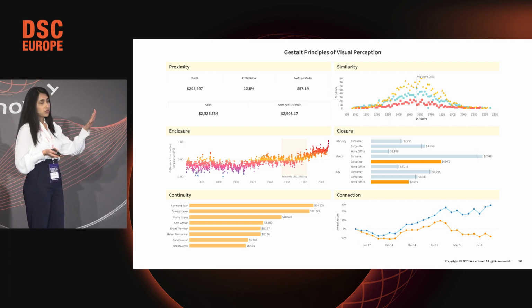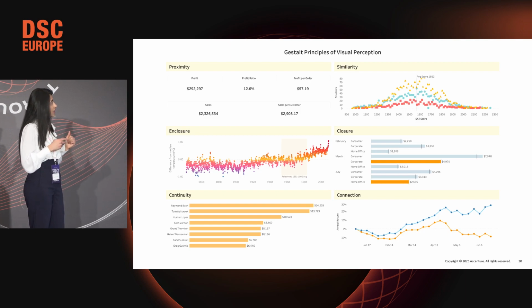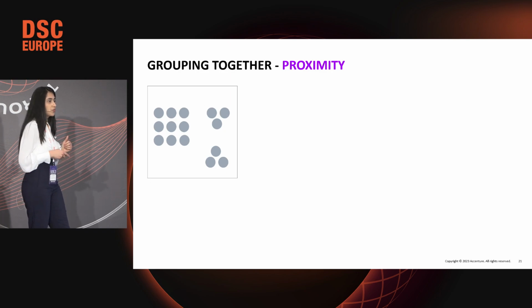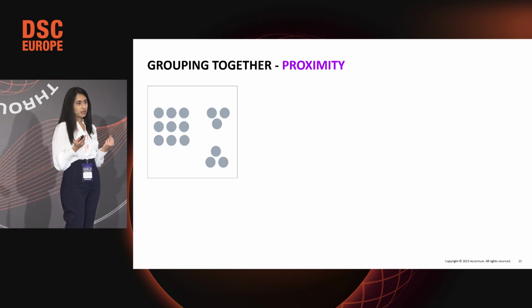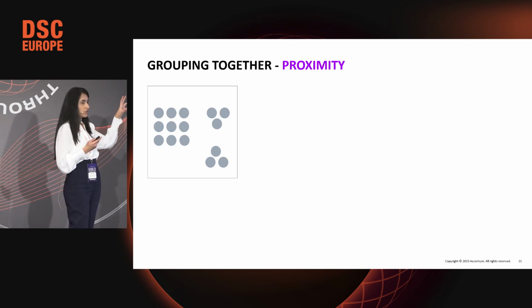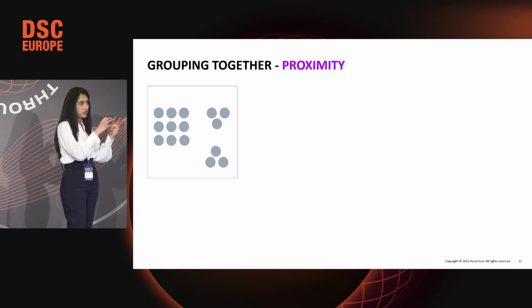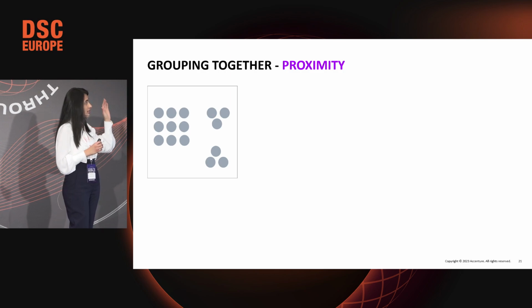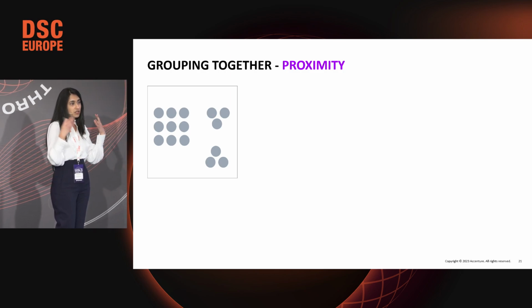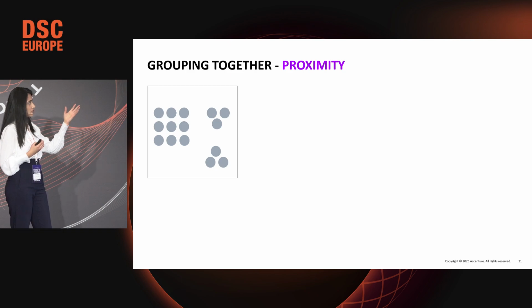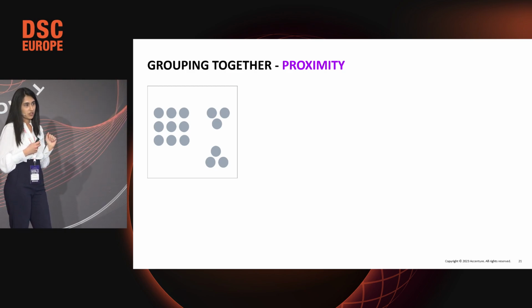So let's go through this dashboard one by one, starting with proximity. Proximity is nothing but grouping together. If you see this image, you have these circles, and due to their affinity or their placement, you see that there are 3 groups. You don't think about it too much. When you have a glance, you see that, okay, there are 3 groups in this visualization.